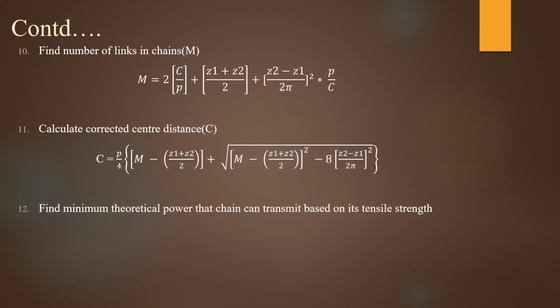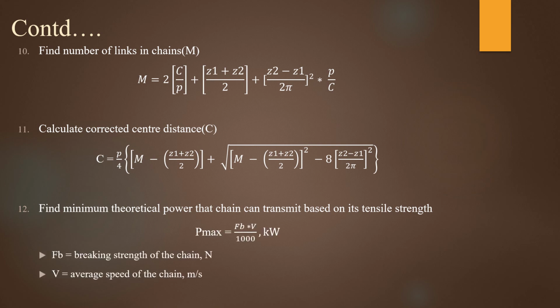Suppose the center distance is not given, then you have to calculate the correct center distance from the following equation. And find the minimum theoretical power that the chain can transmit based on its tensile strength. It is calculated by P max is equal to FB into V divided by 1000. It is in kilowatts, where FB is the breaking strength of the chain and V is the average speed of the chain in meters per second.